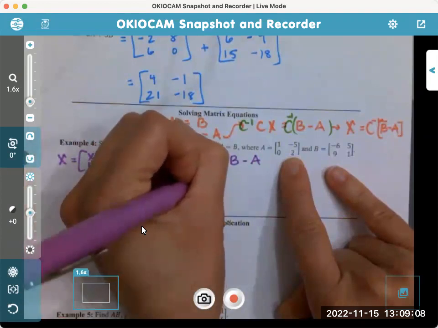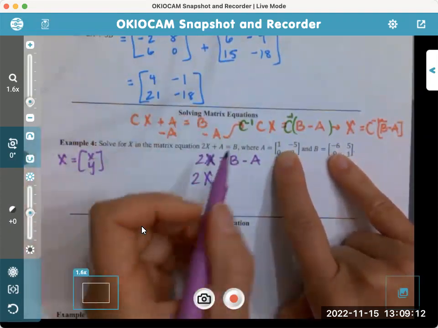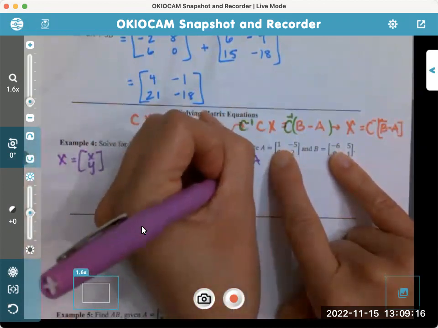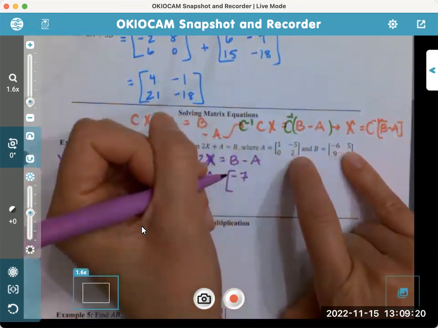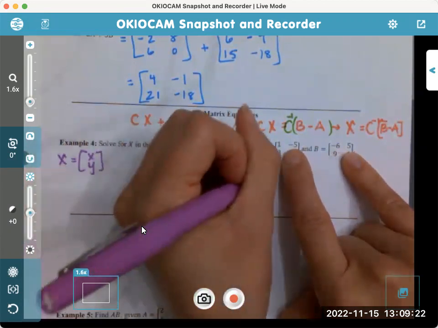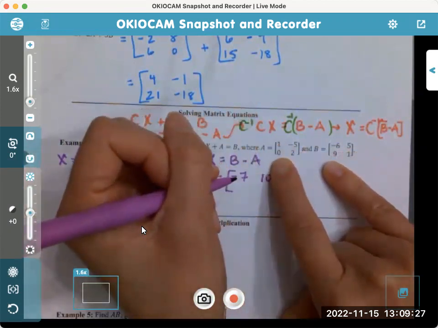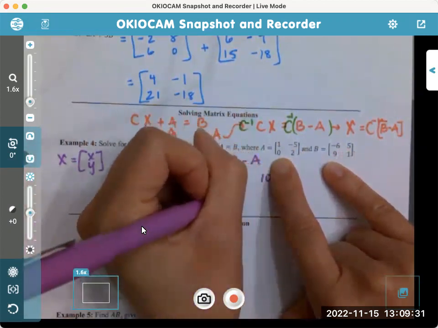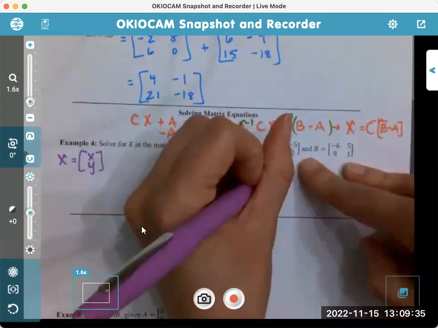So that 2 times matrix x equals, okay, so bear with me. That's -6 minus 1 is -7. And then that's 5 minus -5, so 5 plus 5 is 10. 9 minus 0, because it's b minus a, is 9. And then 1 minus 2 is -1.